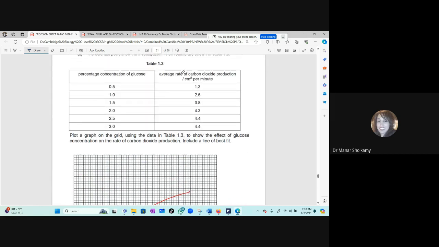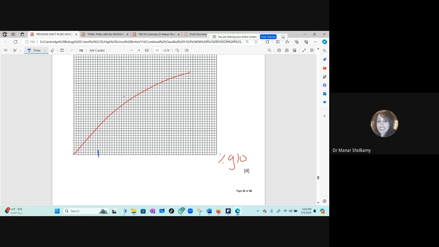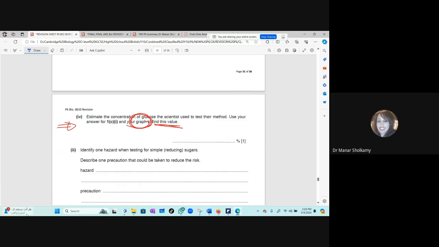Let's say that they want you to find out the rate of carbon dioxide when the percentage of concentration was 0.7, somewhere between 0.5 and 1. You will go to 0.7. You will move vertically until the graph stops you. You will move horizontally until you get a number, and you will leave it. Some of you erase it. No, my dear, leave it. You have to show the examiner that you used your graph and you know how to use your graph.